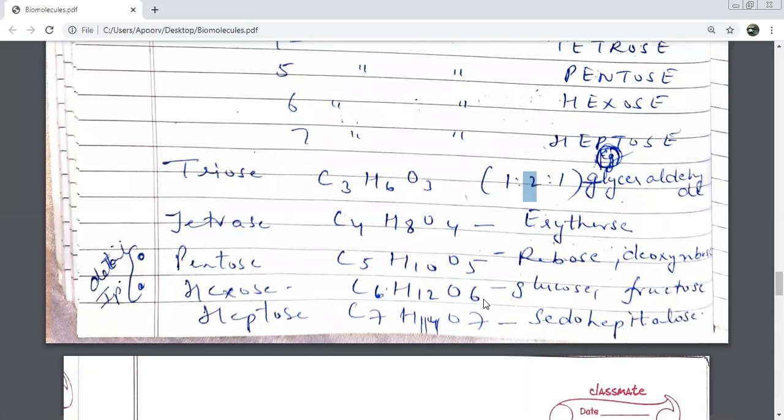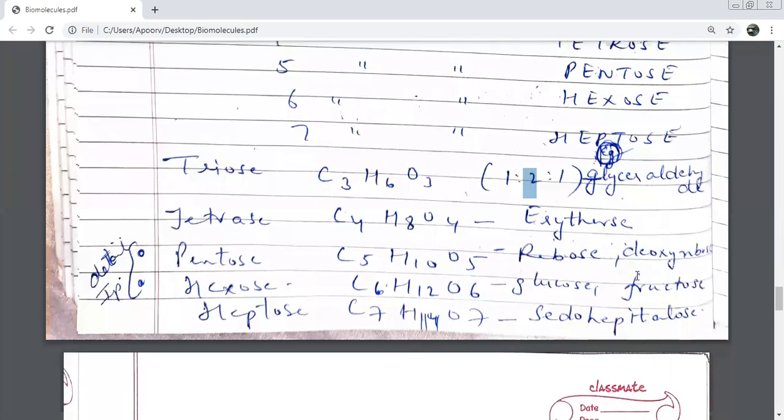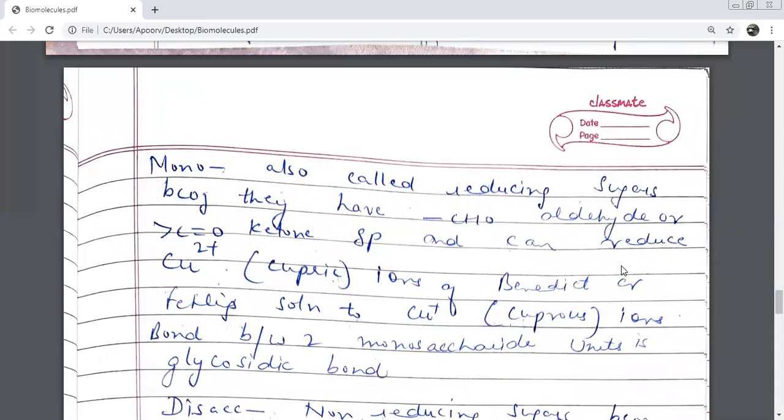Glucose is which kind of a sugar? Hexose sugar. Because if you see, how many carbons are there? 6 carbons. This is the most common form of sugars that we have, glucose and fructose. They are hexose sugars. Now, the monosaccharides are also called reducing sugars.